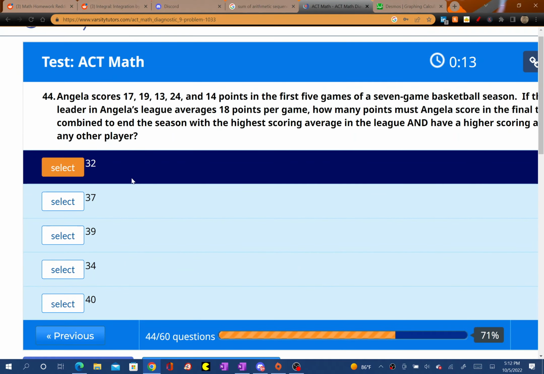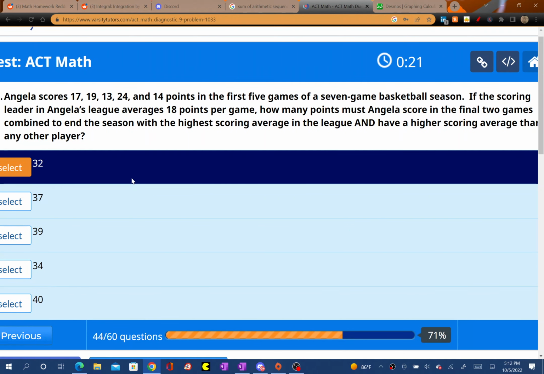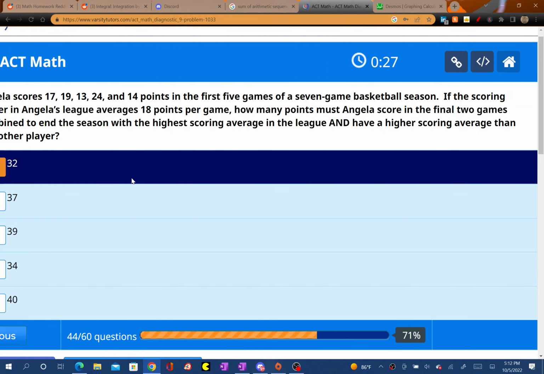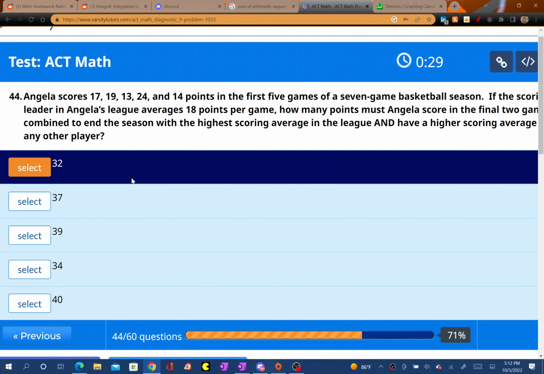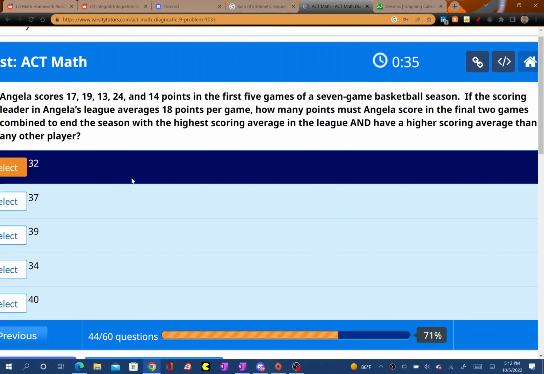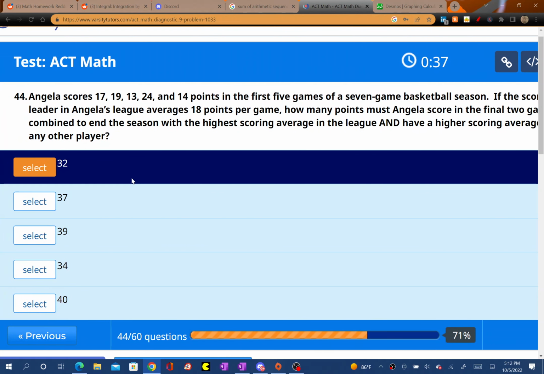Angela scores 17, 19, 13, 24, and 14 points in the first 5 games of a 7-game basketball season. If the scoring leader in Angela's league averages 18 points per game, how many points must Angela score in the final 2 games combined to end the season with the highest scoring average in the league and have a higher scoring average than any other player?